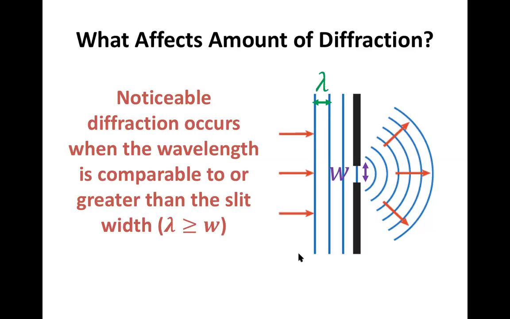Further, if we think about the bass notes, which is another example of a mechanical wave, the bass notes of sound have a very long wavelength, so there's lots of diffraction, which is why you would hear them travel from room to room.